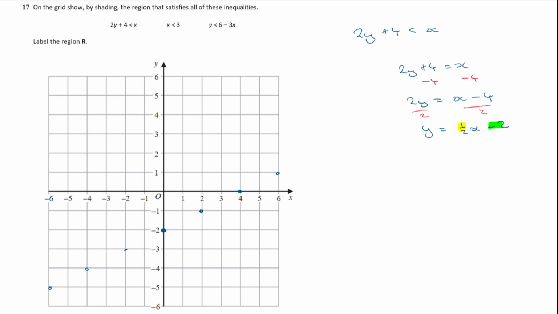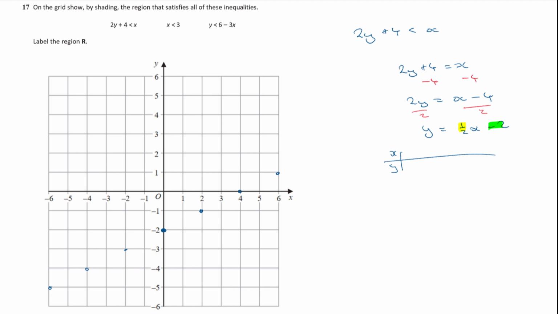Now, if you don't like doing it that way, you can just do a table of values, x, y, find some values, and then plot them. But I find it quite easy just to use the intercept and the gradient for drawing straight lines, especially when you've got a lot to do like this. Right, so that's that one.